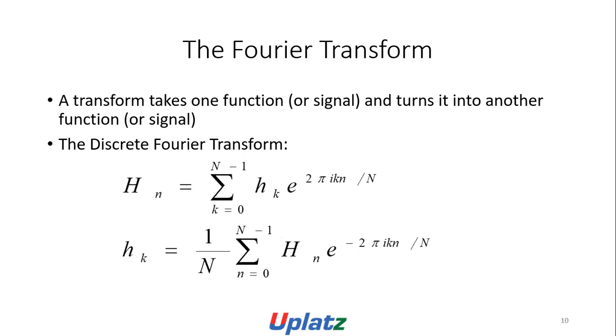Discrete Fourier transform: h of n is equal to sigma k is equal to 0 to n minus 1 of h of k e to the power 2 pi i k n by n, or h of k is equal to 1 by n, sigma n is equal to 0 to n minus 1 of h of n e to the power minus 2 pi i k n by n.